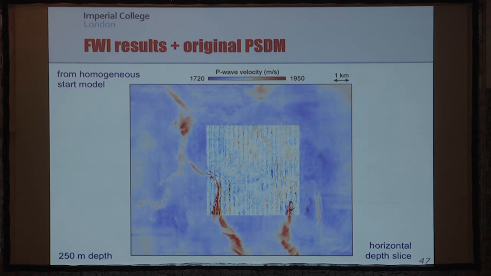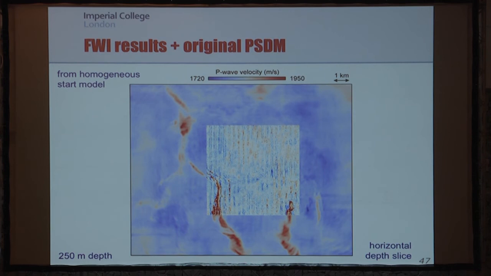So it's not like CDP imaging at all. We're doing tomography, so we get a tomographic image essentially everywhere that we have a reasonable coverage of data. So it's not like CDP imaging. It's a quite different approach. We can do the same thing deeper in the section.